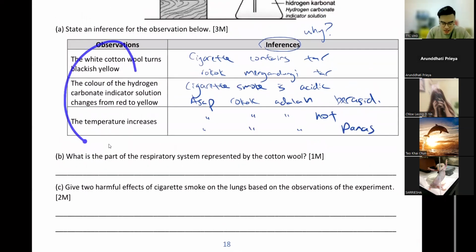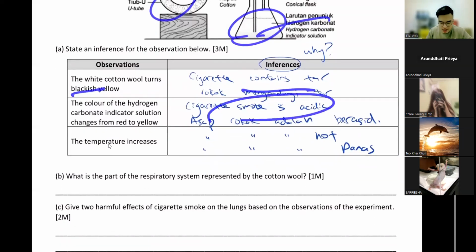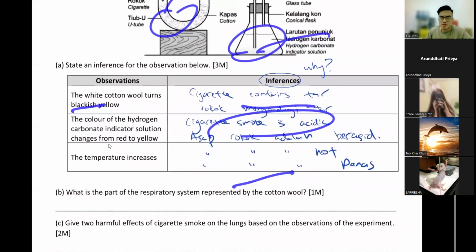So guys, these things you already learned last week, right? The wool turns black because cigarette contains tar. This water changes color because cigarette smoke is acidic. Temperature increases because cigarette smoke is hot.